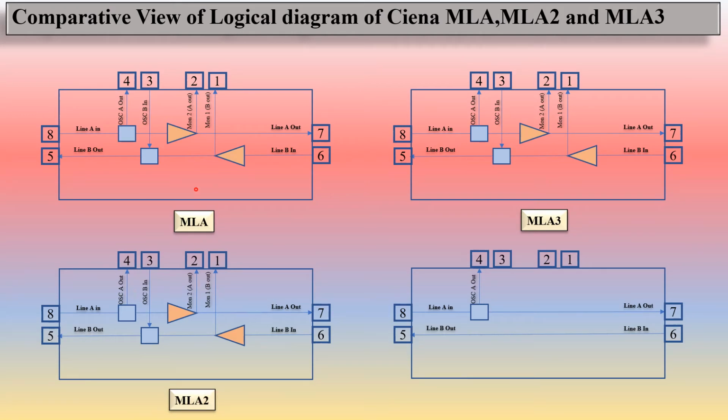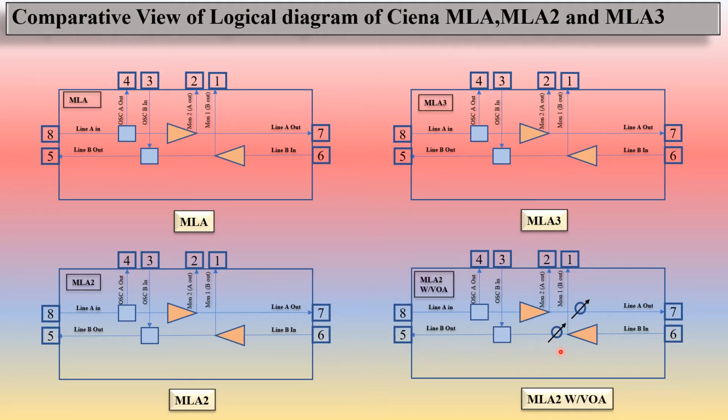The first is similar to the MLA and MLA3, and the only difference in this second variant of MLA2 is this VOA, a variable optical attenuator. So MLA2 with variable optical attenuator. So there are two variants of MLA2: MLA2 and MLA2 with variable optical attenuator. You can see here clearly: this is MLA, MLA3, MLA2 and MLA2 with variable optical attenuator.